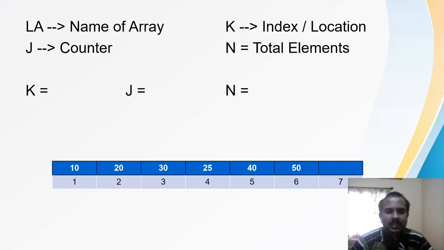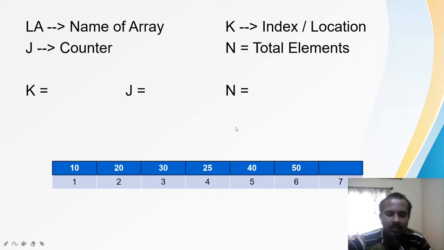Let me first consider deleting the element at the end of the array. Why is it easy? For example, the end of the array means 50. I want to delete the 50, or the element at the 6th position. Correct? So now what will happen? How to delete it? I will directly make item equal to LA of k, because k is the position or the location. So item is equal to LA of k. That means I have deleted it.